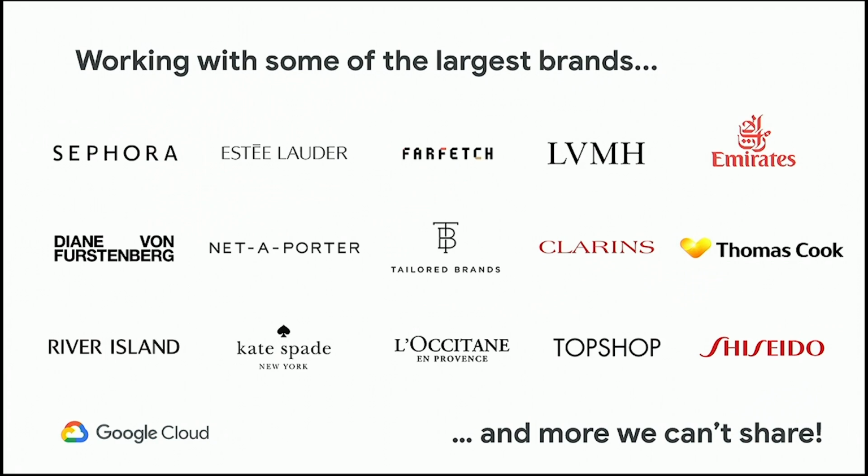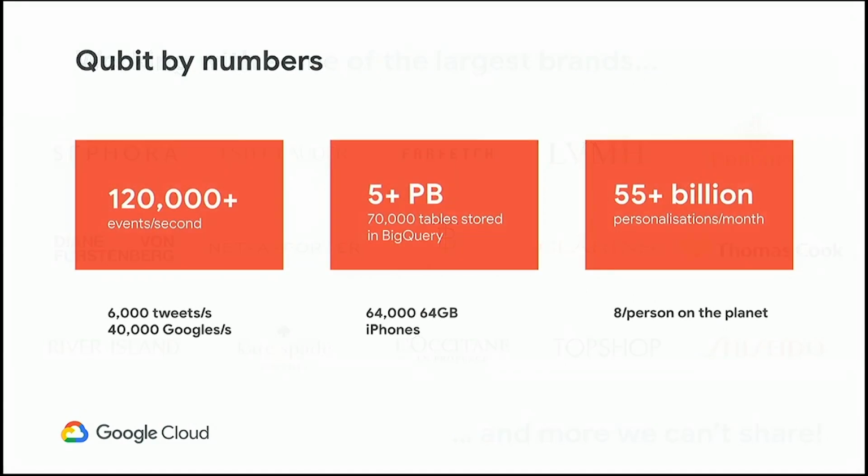In order to power these personalizations, we collect and process a lot of behavioral data. Let's have a look at some numbers. At Qubit, we process more than 120,000 events per second at peak times. We have petabytes of data stored across thousands of BigQuery tables and other Google Cloud Storage solutions. We power more than 55 billion personalizations per month. That is around 8 per person on the planet. Google Cloud enables us to operate at that scale with ease.